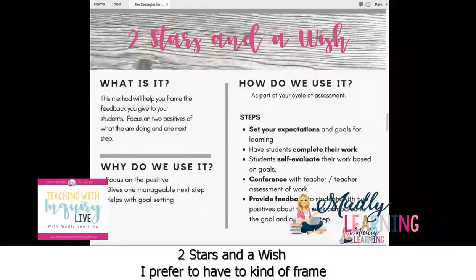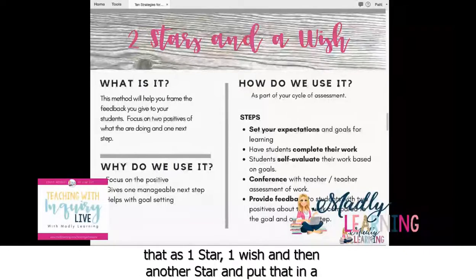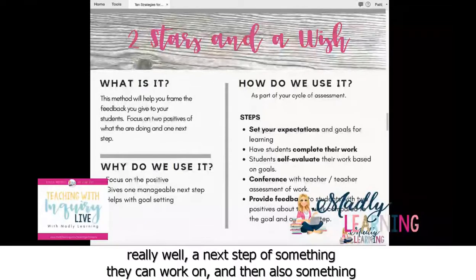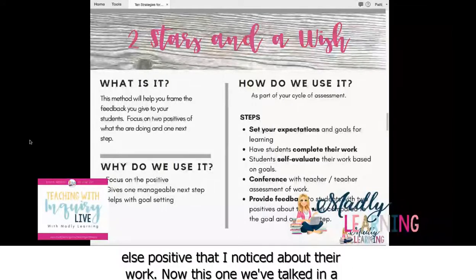It does say 2 stars and a wish. I prefer to frame that as 1 star, 1 wish, and then another star. And put that in a compliment sandwich there so that students have a positive that they did really well, a next step of something they can work on, and then also something else positive that I noticed about their work.